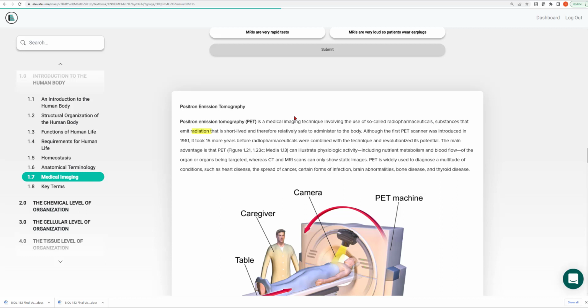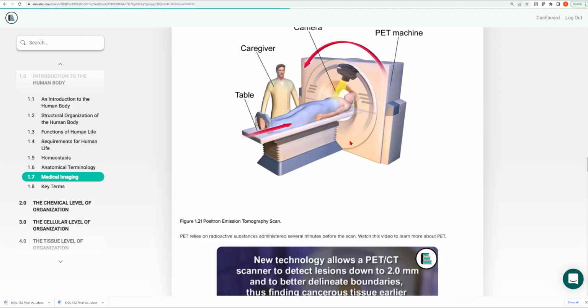So PET scans can be used to show overly active, fast-growing cells like in a tumor, or PET scans can be used to show slow-growing or dead regions of the body within an organ by showing cold spots. Again, radiation is the energy that is used.